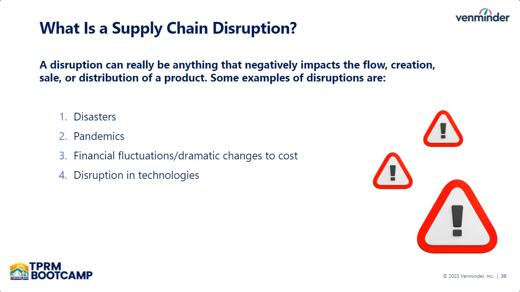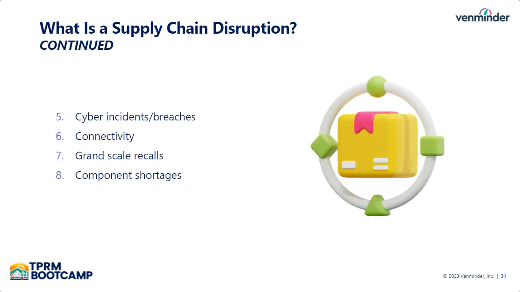But things such as severe financial fluctuations, dramatic changes to cost, disruptions in technologies. This can include changes and advancements such as AI, predictive technology, 3D printing, fog computing. Disruptive technology is really an advancement that changes the way businesses operate. So that can create a disruption in itself. And then you talk about things like cyber incidents and breaches, the impact that that kind of disruption has.